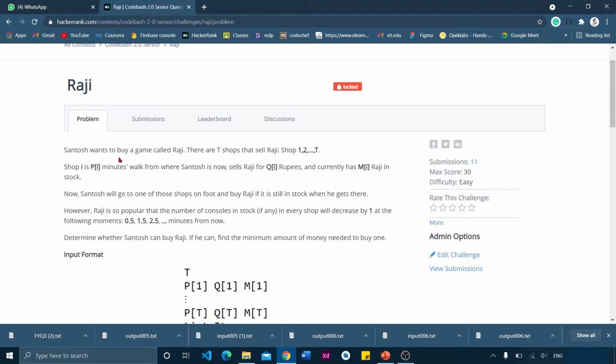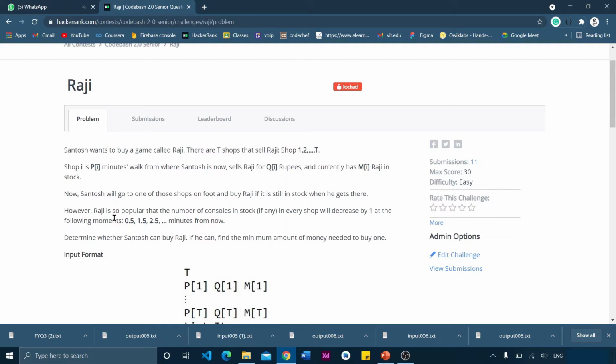Santosh, our friend, wants to buy a video game called Raji, and there are T shops that sell that particular video game. The shops are numbered from 1 up to T. Now the shop i from 1 to T is Pi minutes walk from where Santosh is standing right now, and it sells the game Raji for Qi rupees and currently has Mi units of Raji game in stock. Now he will go to one of these shops and buy if it is still in stock when he gets there, and obviously he can't buy a game if it is not in stock.